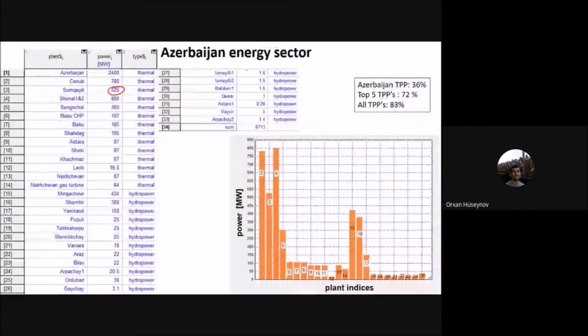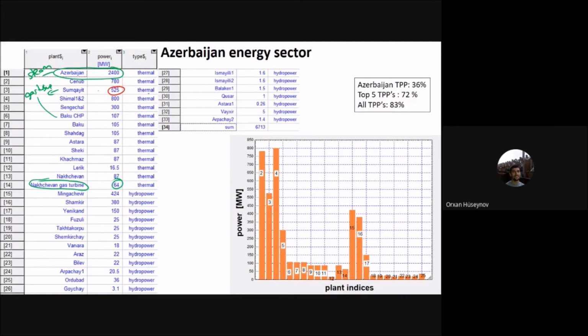Now this is a small chart of the Azerbaijan energy sector. You can get it from the official website. You can see the maximum power you get from the Azerbaijan thermal power plant. This one used steam, and you have the Janub, which is 780 megawatts, and the Sumgait, 520 megawatts. For example, this one is a gas turbine. I've said it before, you have the Baku CHP, combined heat and power, which also uses gas turbines. So you have the Nakhchivan gas turbine, 64 megawatts.